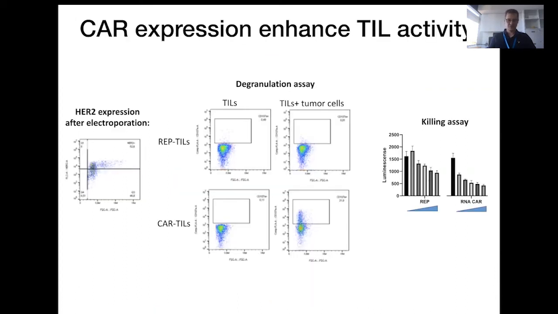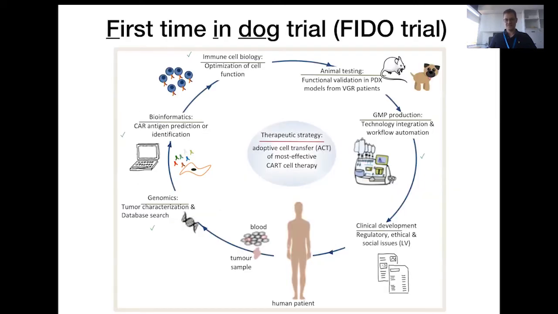And here's just an example where we have expressed the HER2 CAR on a TIL from an uveal melanoma. And when we do this, we can actually see that these TILs now become more efficacious, become activated when they meet tumor cells, and they kill these tumor cells much more efficiently than ordinary TILs. So we're then trying to push this towards the clinic and to address the concept of toxicity on CAR TILs.